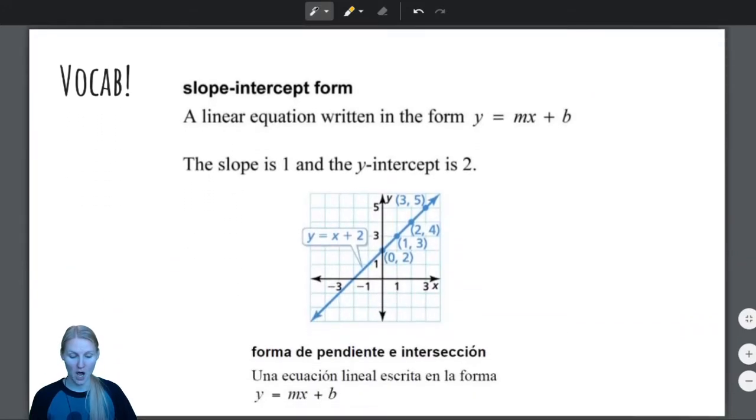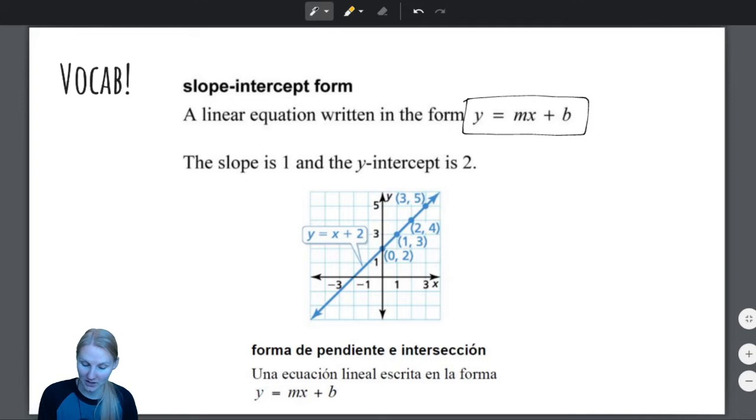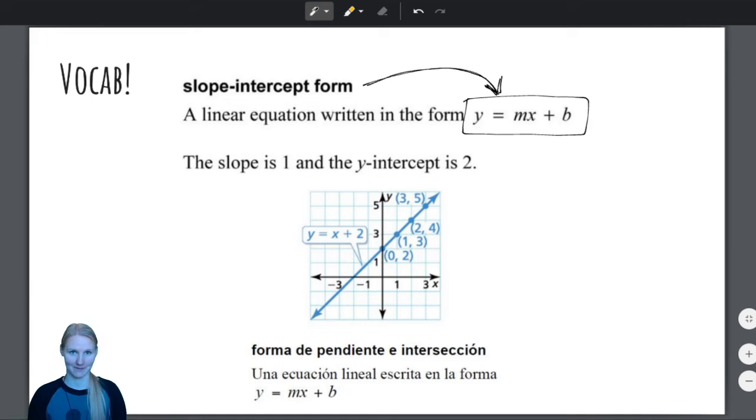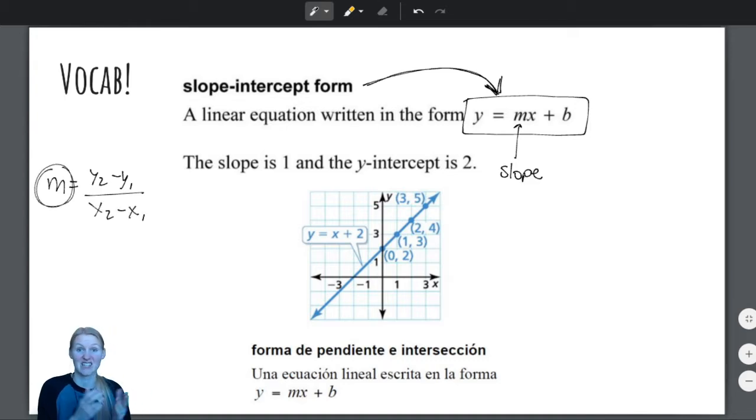So, in order to know what slope-intercept form is, let's look at the definition. A linear equation written in the form y equals mx plus b. This is what slope-intercept form is. Y equals mx plus b. So, in slope-intercept form, the m is slope, just like yesterday, how we said m is y2 minus y1 over x2 minus x1. We were talking about the slope is m.